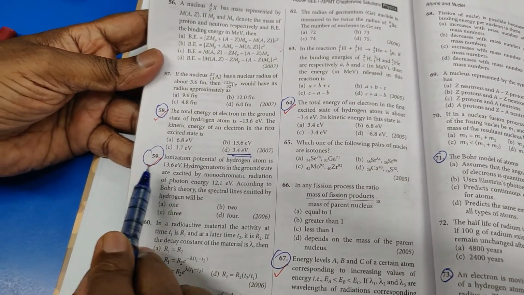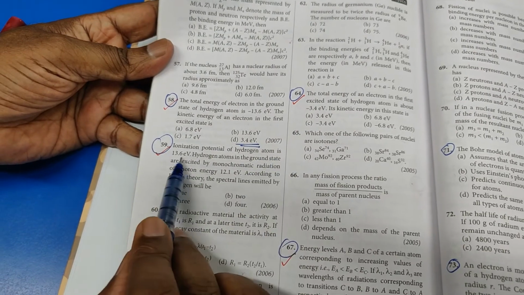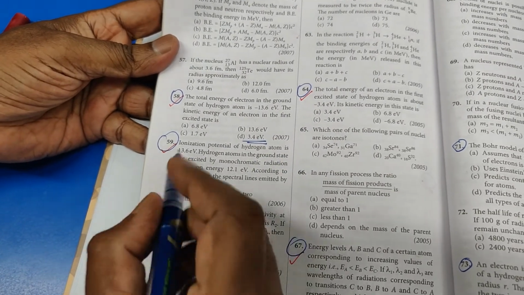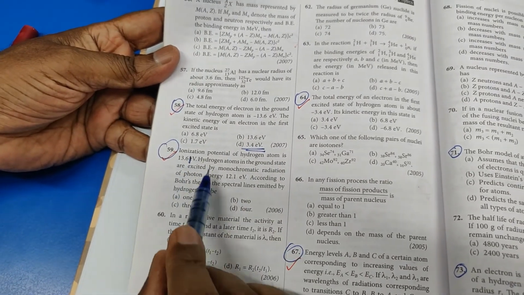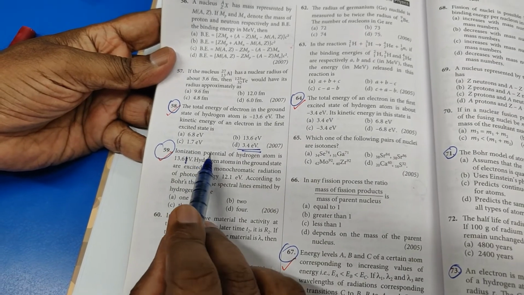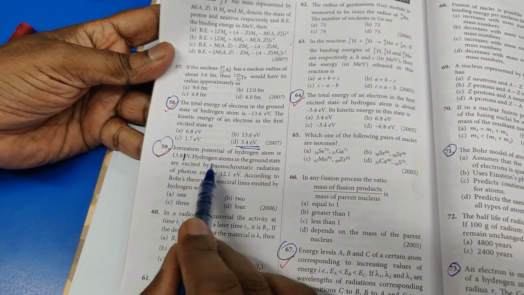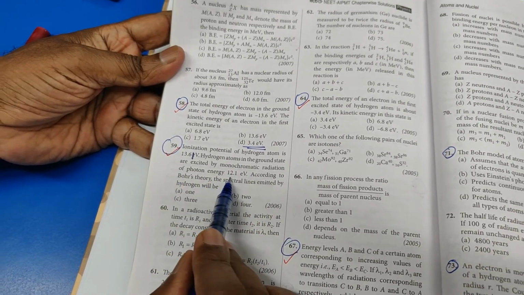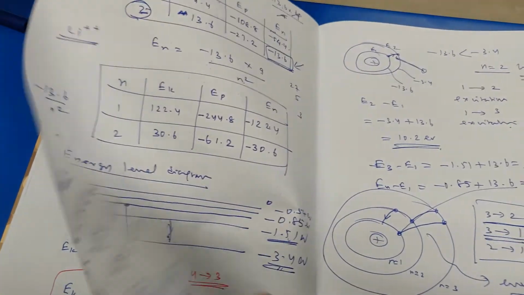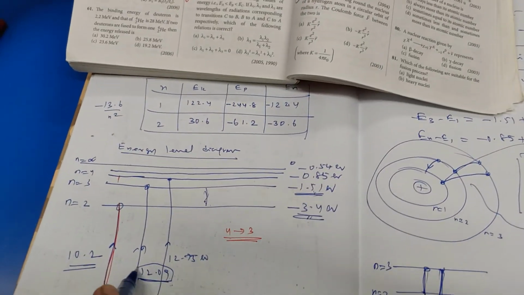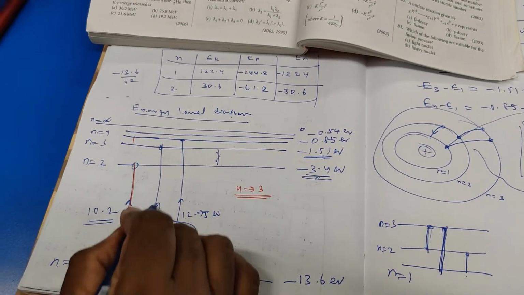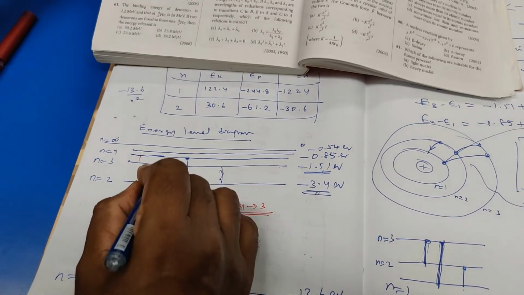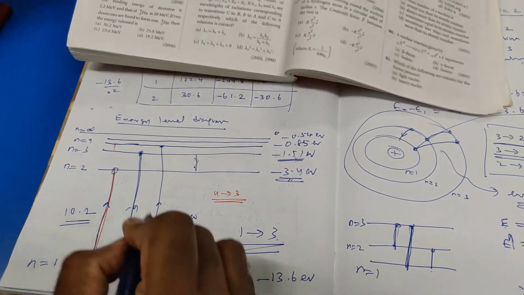Now, next question. Ionization potential of hydrogen atom is 13.6 volt, it should be. There's a printing mistake: volt. Ionization energy means electron volt. Hydrogen atoms in the ground state are excited by monochromatic radiation of 12.1. You come here, we have discussed this one. 12.1 comes where? It is 12.09, that is from 1 to third. 1 to third, that is 12.1.